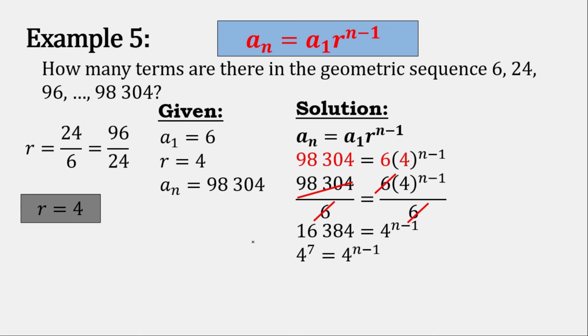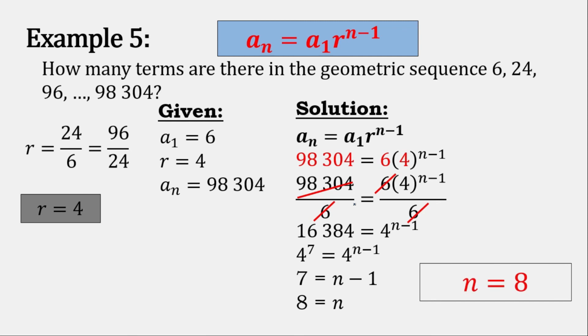Now, since our bases are equal, all you have to do is equate the exponents to each other. So then this one is easy now. You just add 1 on both sides and you get n is equal to 8. So we know that the number of terms is 8 in this sequence.